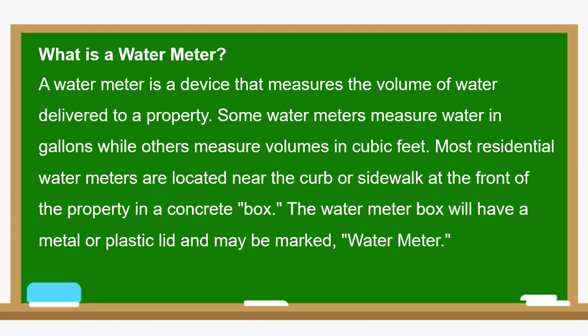What is a water meter? A water meter is a device that measures the volume of water delivered to a property. Some water meters measure water in gallons, while others measure volumes in cubic feet. Most residential water meters are located near the curb or sidewalk at the front of the property in a concrete box. The water meter box will have a metal or plastic lid and may be marked water meter.